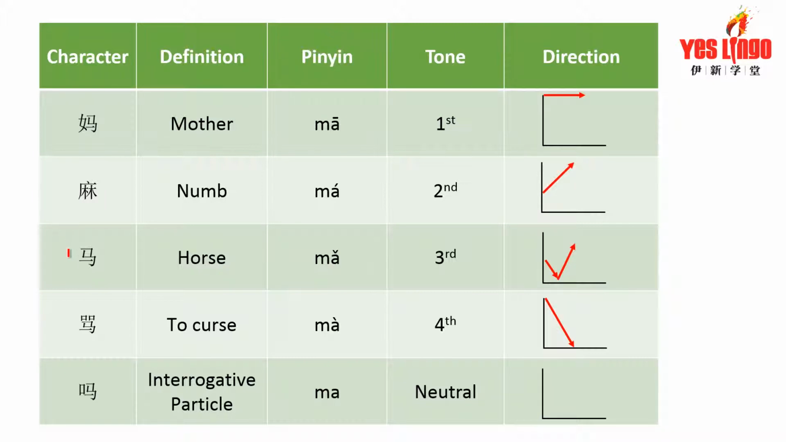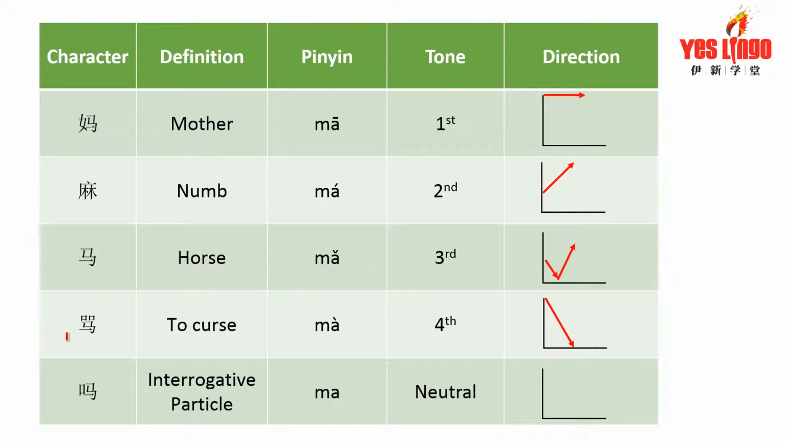The third tone is a falling and then rising tone, and it's symbolized by a small V shape over the central vowel. Ma. So say you're really angry that Mike did something, and you're going to get ready to scold him. Maybe you'll say, "Mike." That's the third tone. Ma.